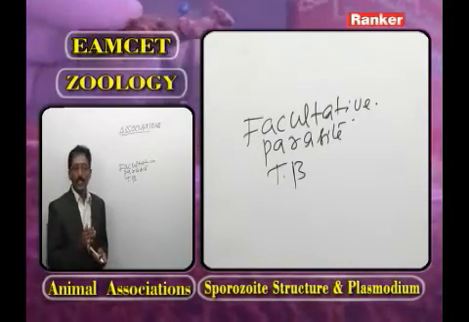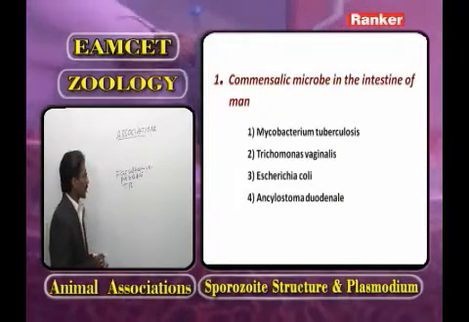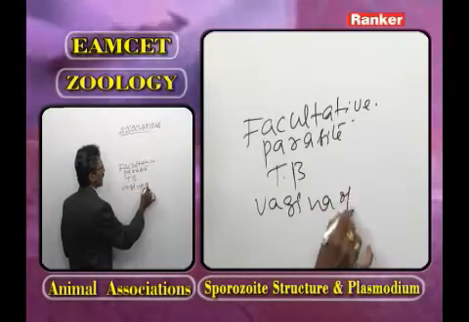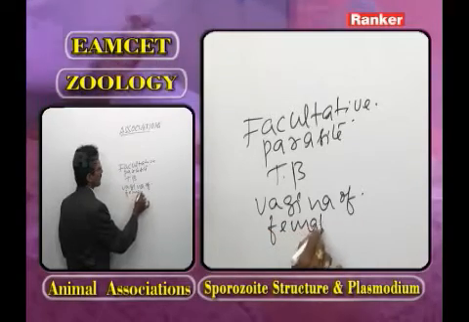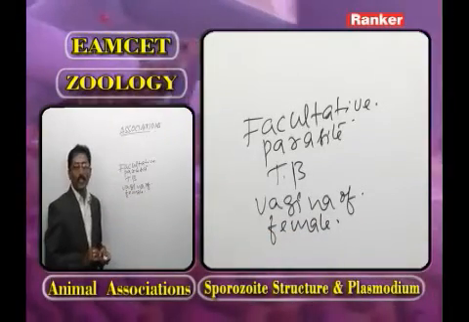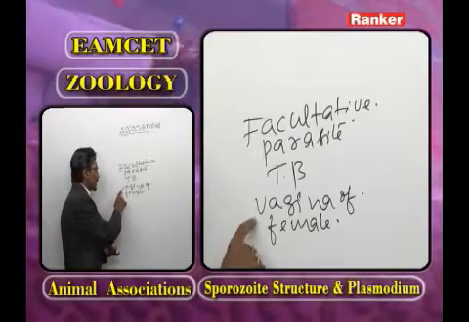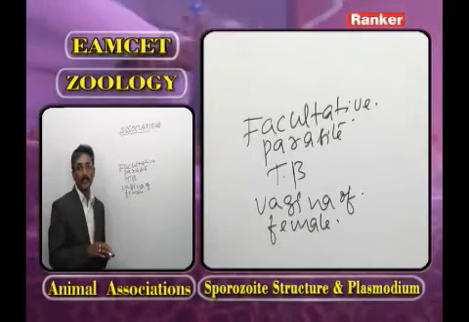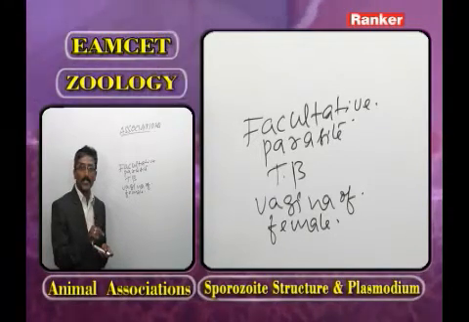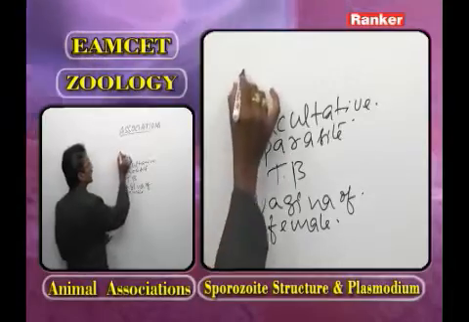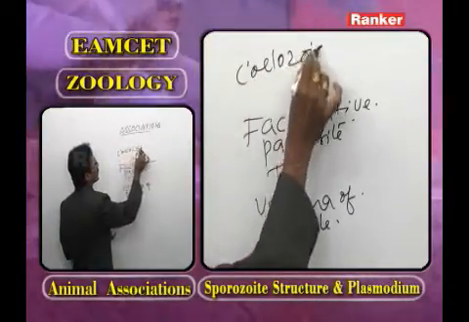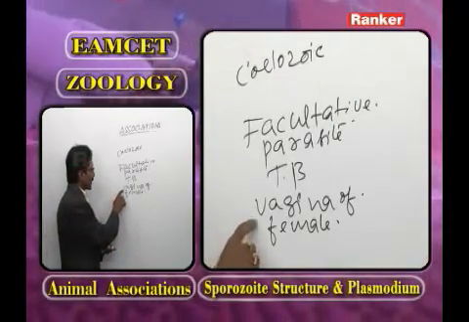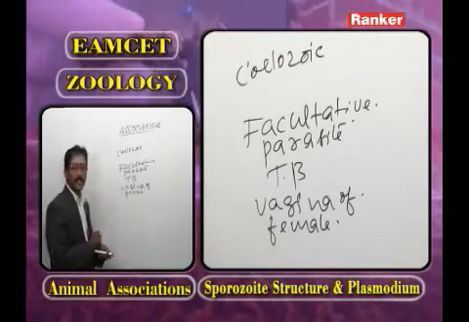The second one, Trichomonas vaginalis, lives as a parasite in the vagina of female human beings. A parasite that lives in a cavity is called a coelozoic parasite. What is meant by coelozoic? The parasite lives in the cavities. Here Trichomonas vaginalis lives in the vaginal cavity.